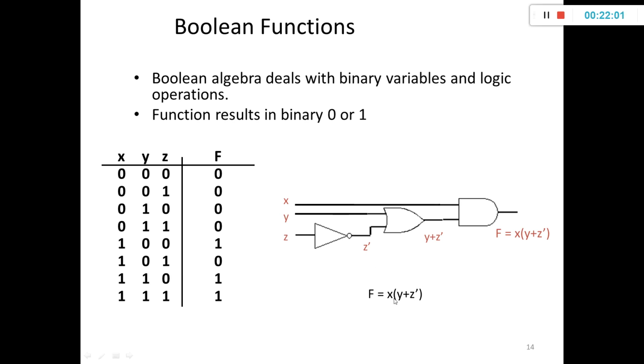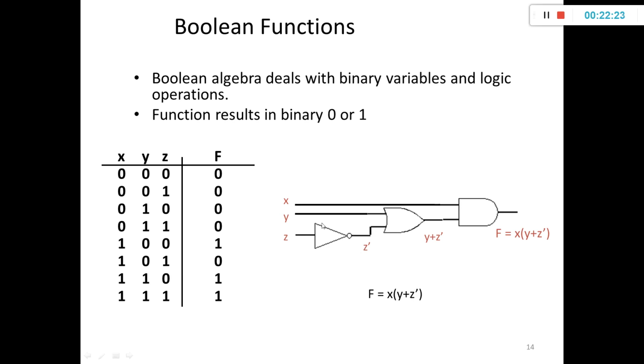Next, here is how to implement this. See, x is ANDed with y plus z bar. First you write y plus z, but here it is y plus z bar. For that you first need z bar, so to get z bar we have a NOT gate here. Z is the input, z bar is the output. Now we can connect it to one of the inputs of this OR gate.